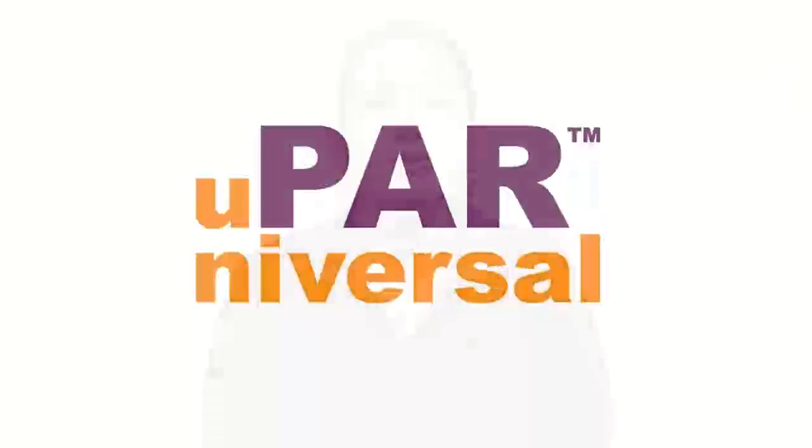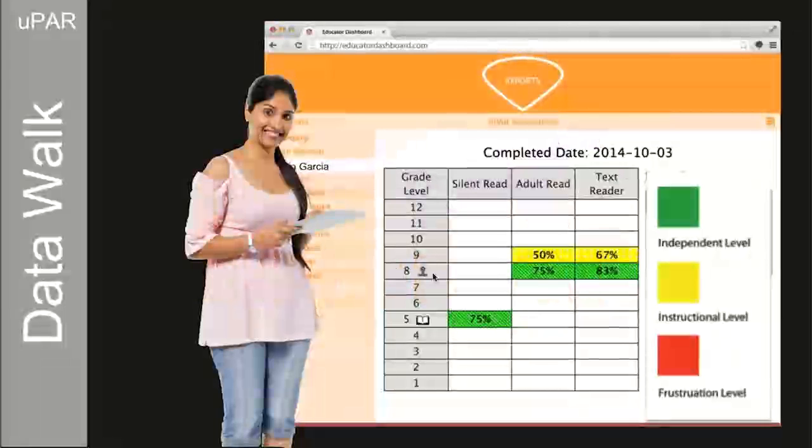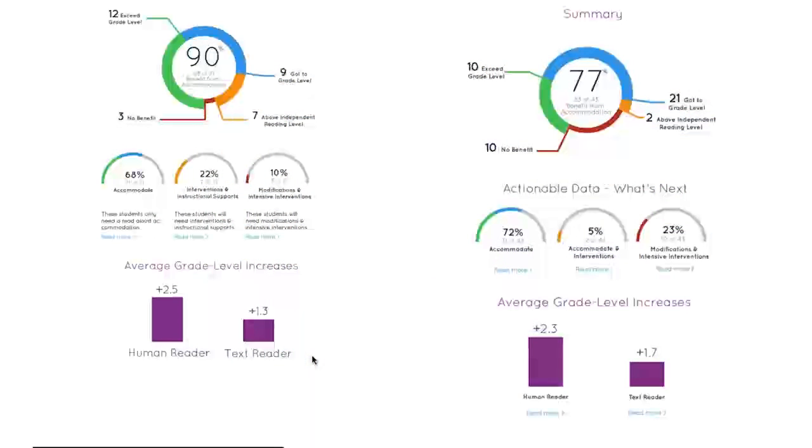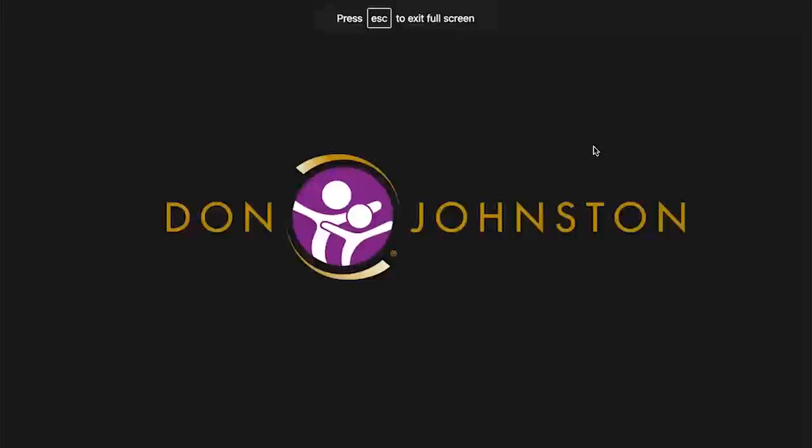Today, Ruth Ziolkowski, the president of Don Johnston, presents Universal Protocol for Accommodations in Reading, otherwise known as uPAR. This data-driven assessment tool will help you identify your students who will benefit from reading accommodations. uPAR is a powerful tool that is used by the Patents Aiming for Achievement grant teams. To learn more about this grant opportunity, please visit our website. Now I'd like to welcome Ruth.